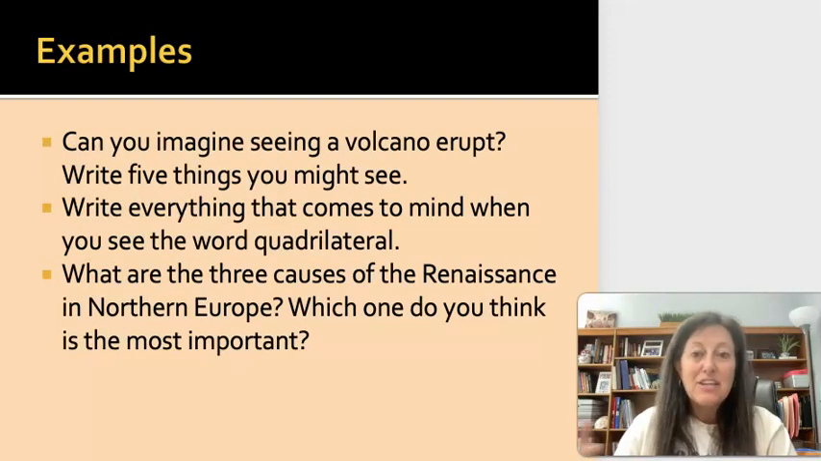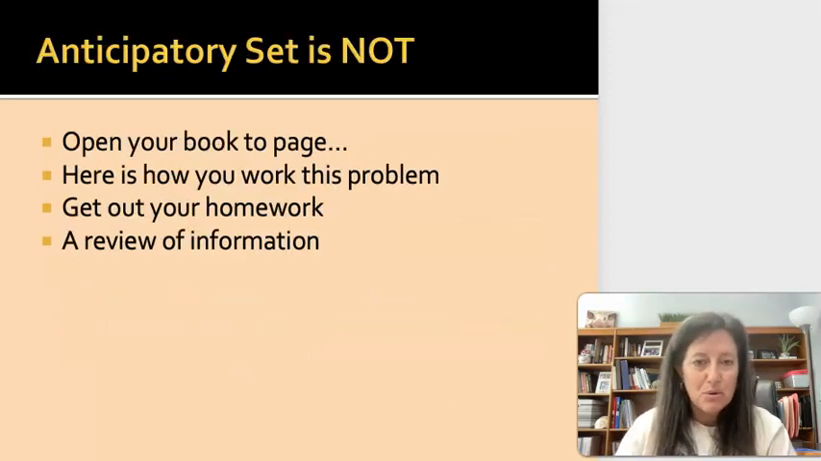So think about things like: can you imagine seeing a volcano erupt? Write 5 things you might see. Or write everything that comes to mind when I say the word quadrilateral. Or what 3 causes were of the Renaissance in Northern Europe? Which do you think was the most important?